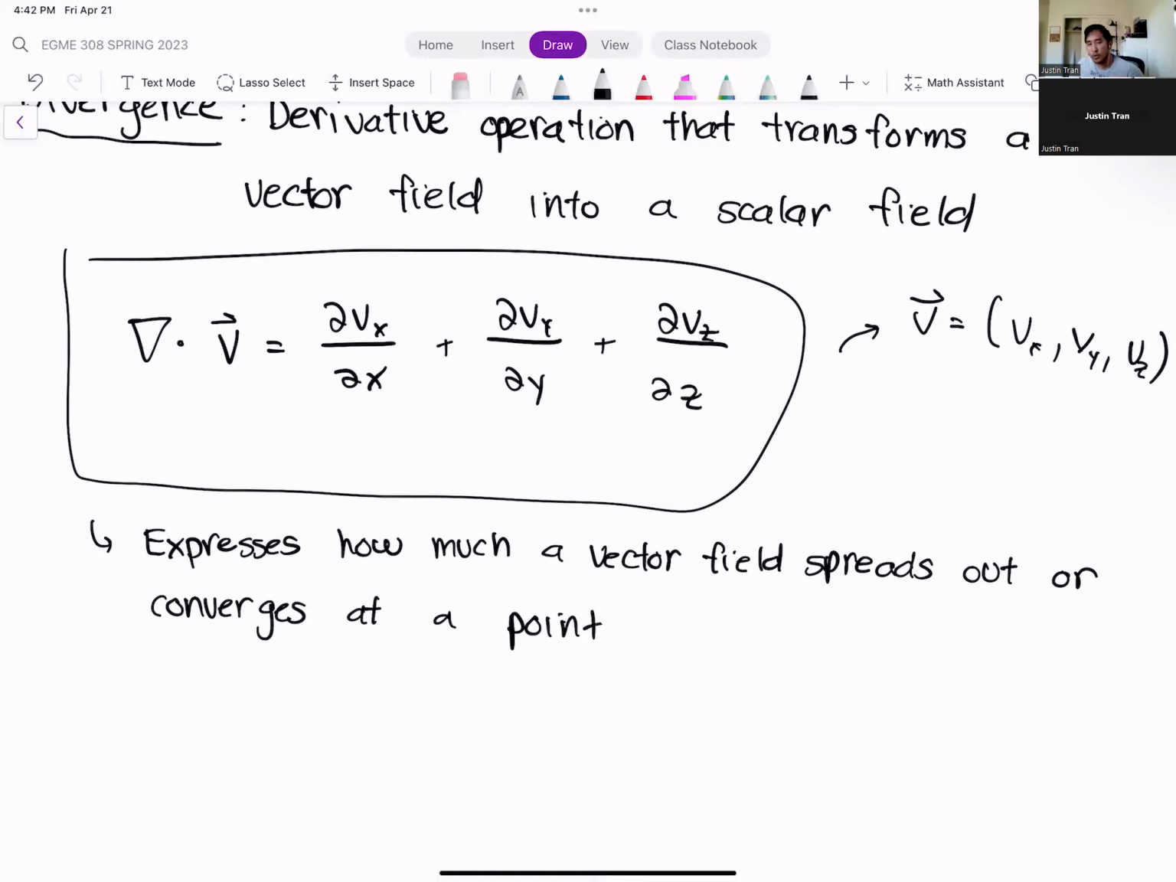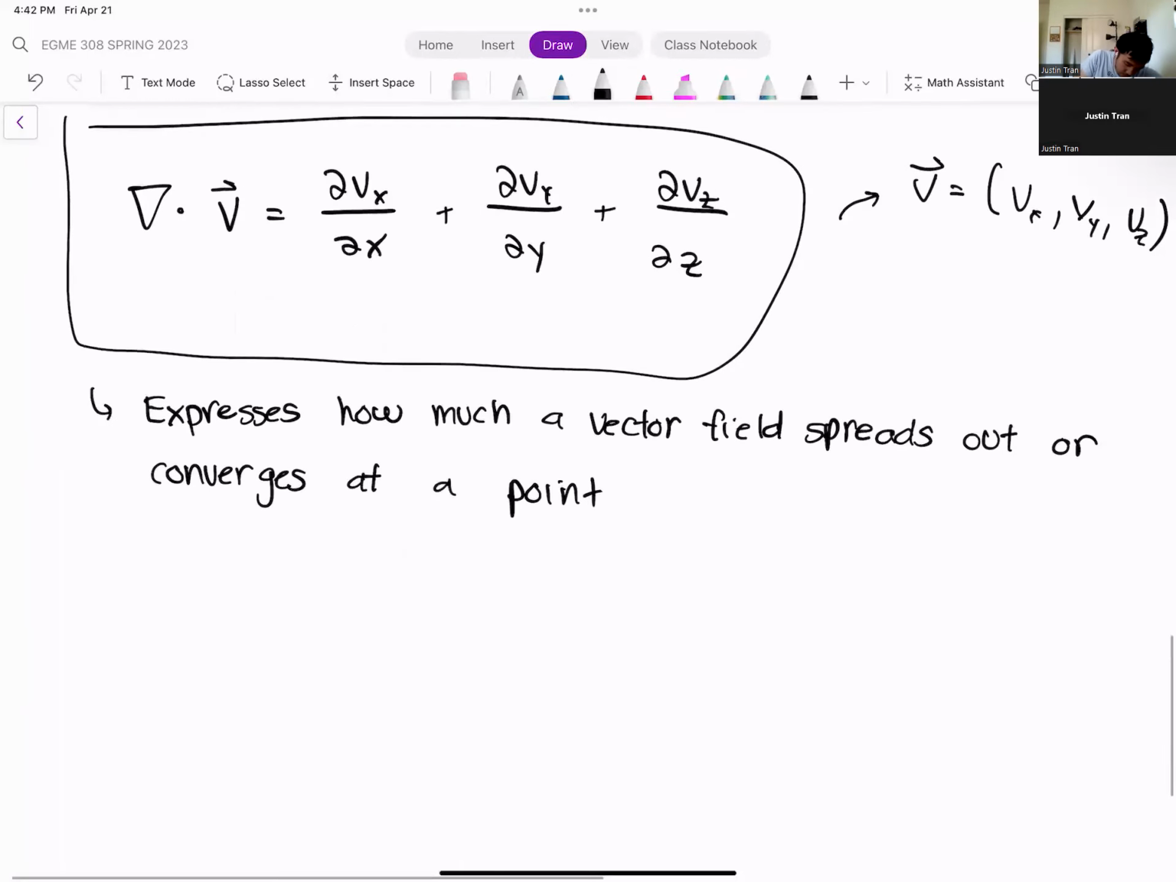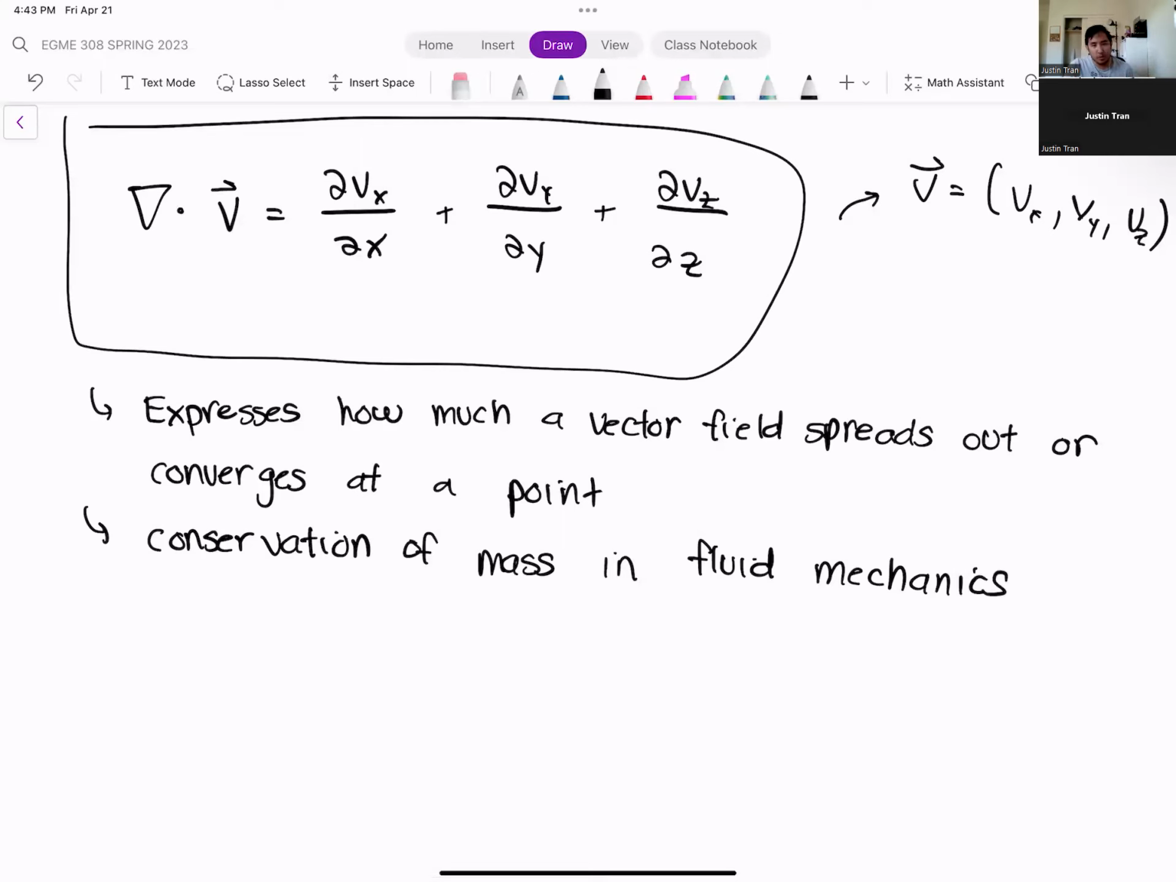Okay. And so this is mostly used in fluid mechanics, and so you're going to see the divergence appear in conservation of mass applications. Okay. I'm not going to say too much more on this just because it takes a bit longer to explain. But definitely check out our lecture videos on this topic because I discuss it a lot more in detail there, and of course the lecture notes as well.